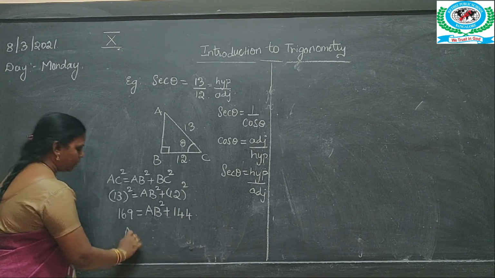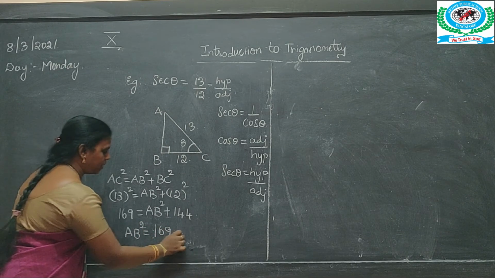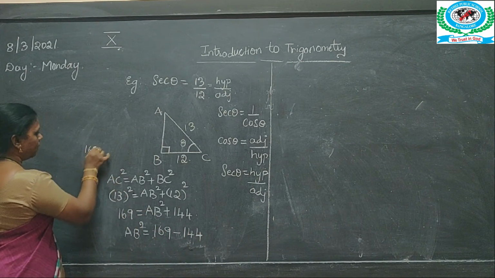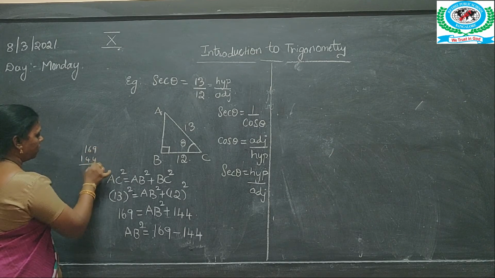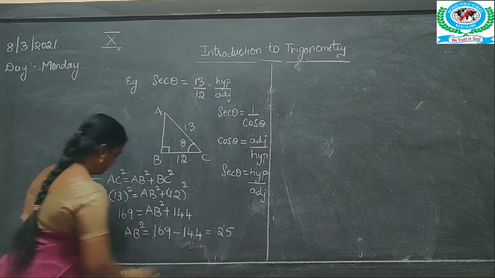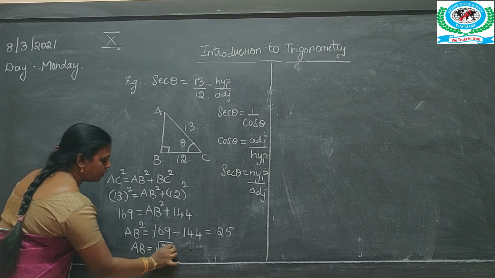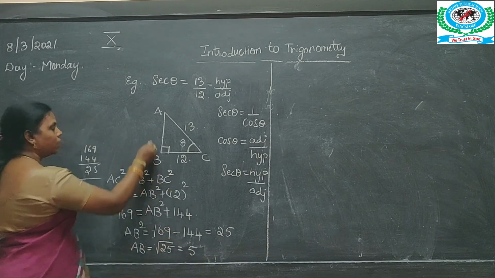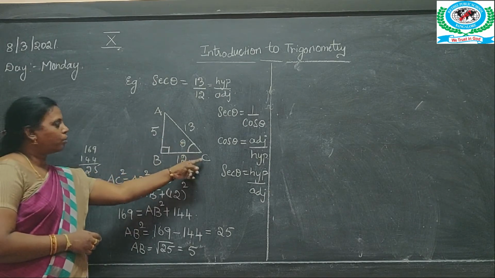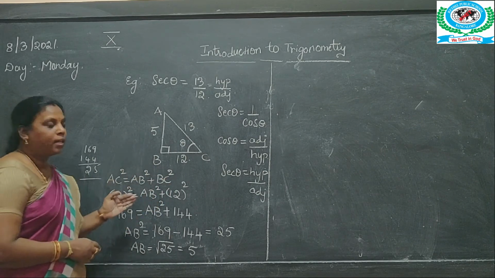So 13 square is 169, and 12 square is 144. So AB square will be equal to 169 minus 144, which gives me 25. So AB will be equal to the square root of 25, which is equal to 5. So we got the opposite side. All the three sides are known now. We know the hypotenuse, the opposite, and the adjacent. Now we have to find all other ratios.